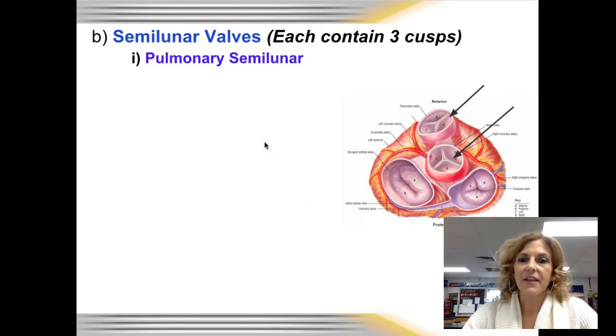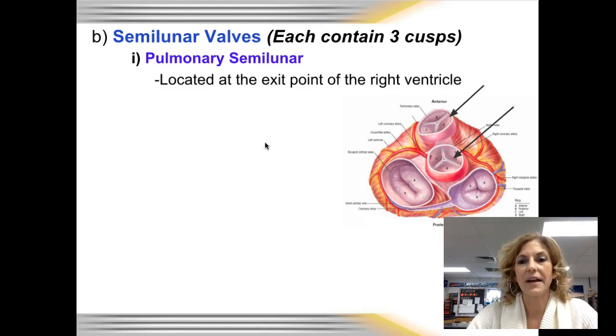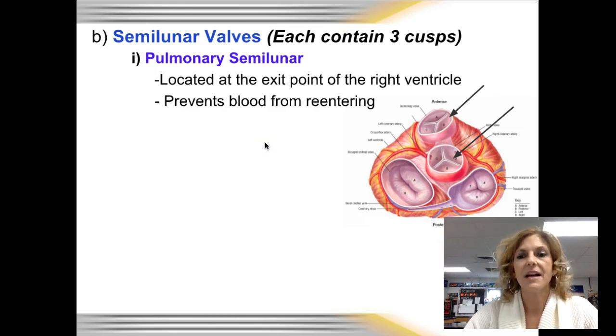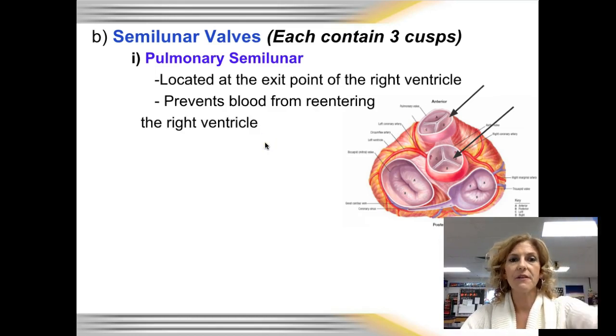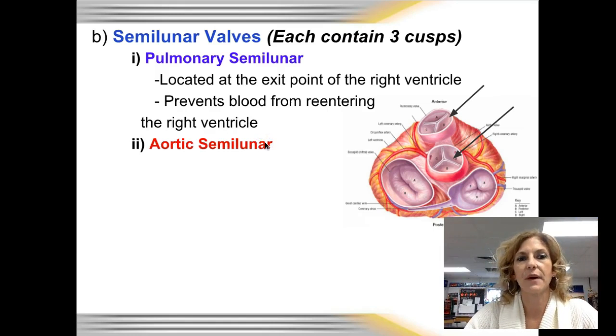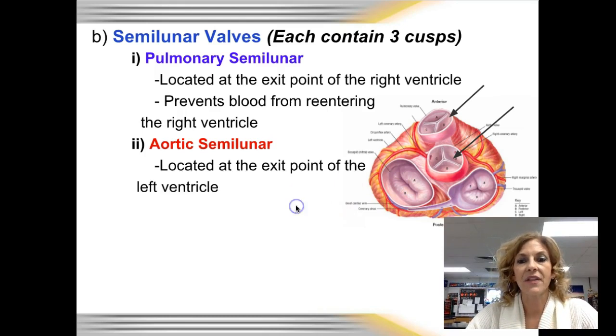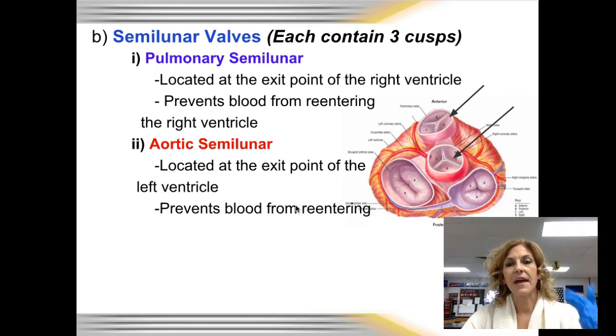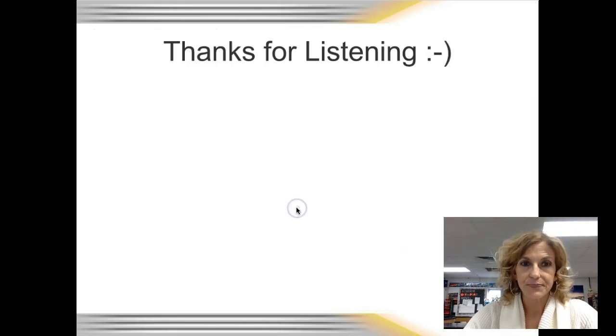On the right side of the heart, we usually start with the right. On the right side of the heart, you have the pulmonary semilunar valve between the right ventricle and the pulmonary artery. So it prevents backflow of blood from the pulmonary artery into the right ventricle. On the left side of the heart, you have the aortic semilunar. Hopefully you can guess by its name. It's guarding the aorta. So it's between the left ventricle and the aorta, and it prevents backflow of blood from the aorta into the left ventricle.